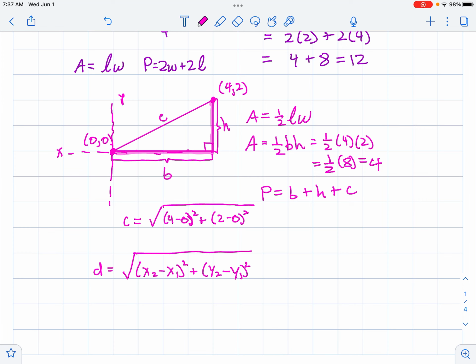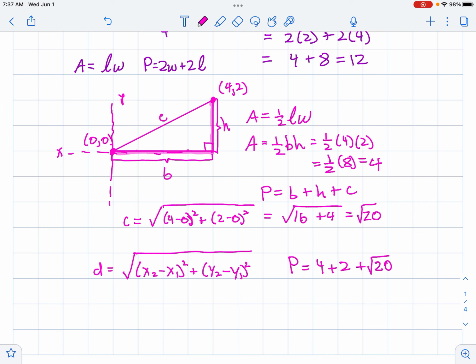Yeah, there's the distance formula. So let's see what we got here. We got 16 plus 4, and that's the square root of 20. Yeah, that's it. So the perimeter is going to be 4 plus 2 plus the square root of 20.